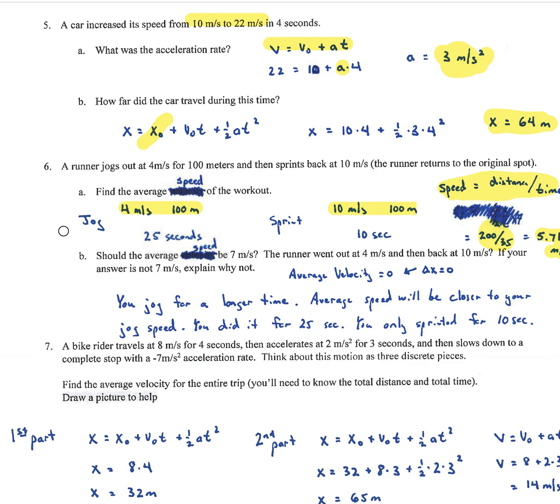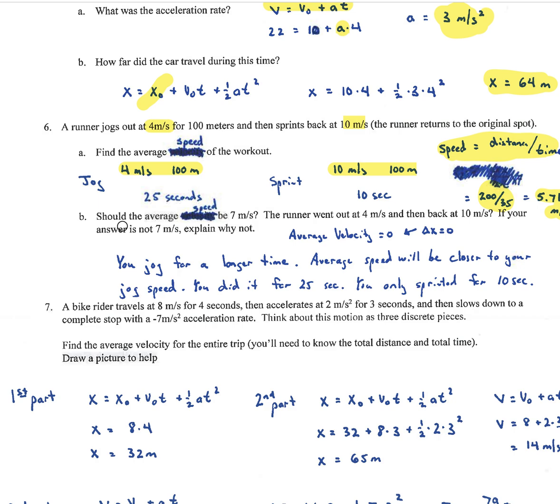7 is the average of 4 and 10, but think about it. You're jogging at 4 meters per second way longer than you're running at 10, and so this is going to count more, so the average should be shifted towards 4. Should the average speed be 7? Again, you jogged for a longer amount of time. The average speed will be closer to your jog speed. You did it for 25 seconds. You only sprinted for 10 seconds.